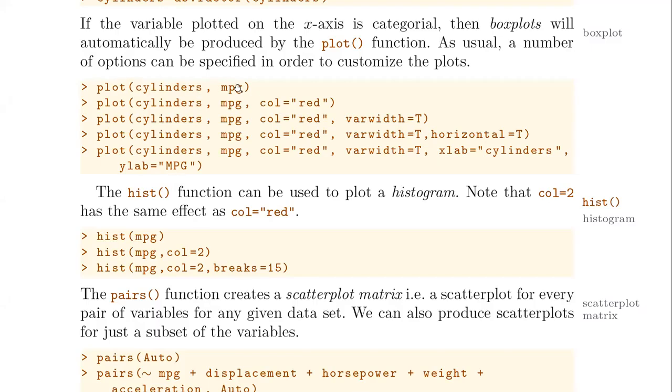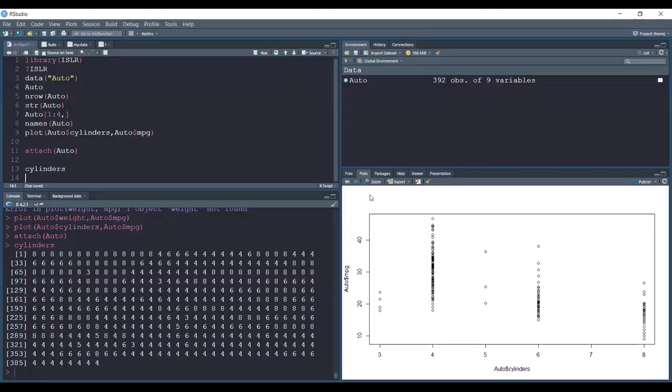We can plot cylinders against MPG, and each line is adding, we're sort of embellishing the plot. So we're choosing a color. I wonder what this is. Looks like variable width is true. Oh, incidentally, in R, you don't need to type true. You could just type T. And the same applies for false with the first initial. Horizontal is equal to T. Why don't we run these lines and see the changes each time?